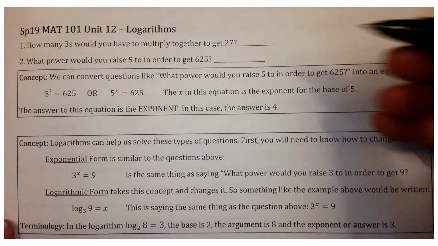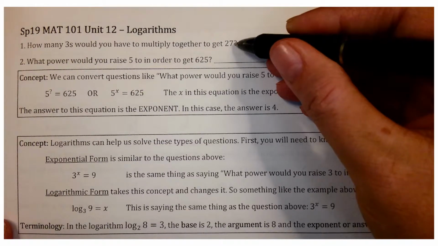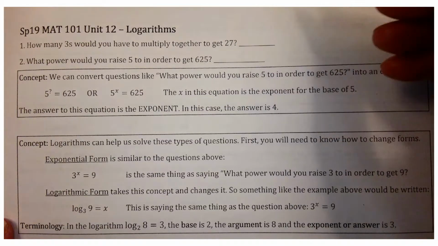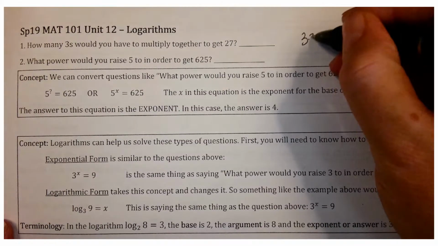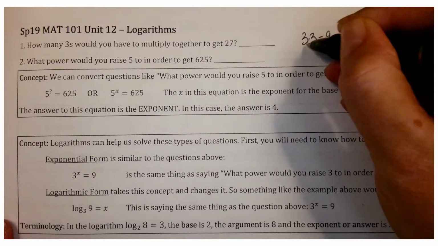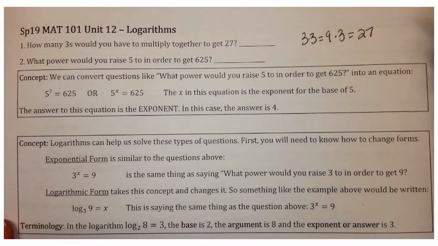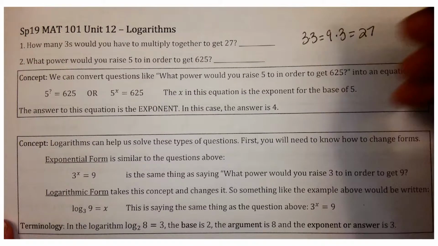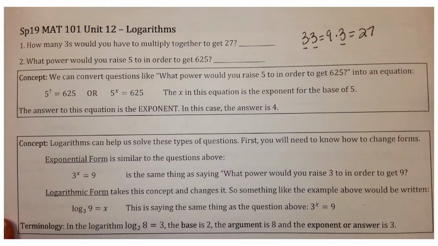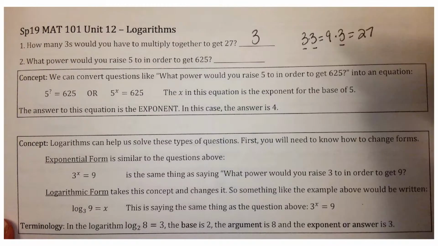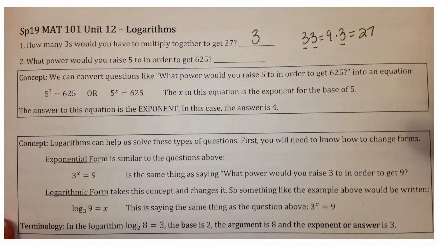So for example, we're trying to get 27. 3 times 3 would give us 9. So that's two 3's. And then another times 3 would give us 27. So how many 3's did we multiply together? 1, 2, 3 3's. Okay? So now we can kind of think of this in a different way.